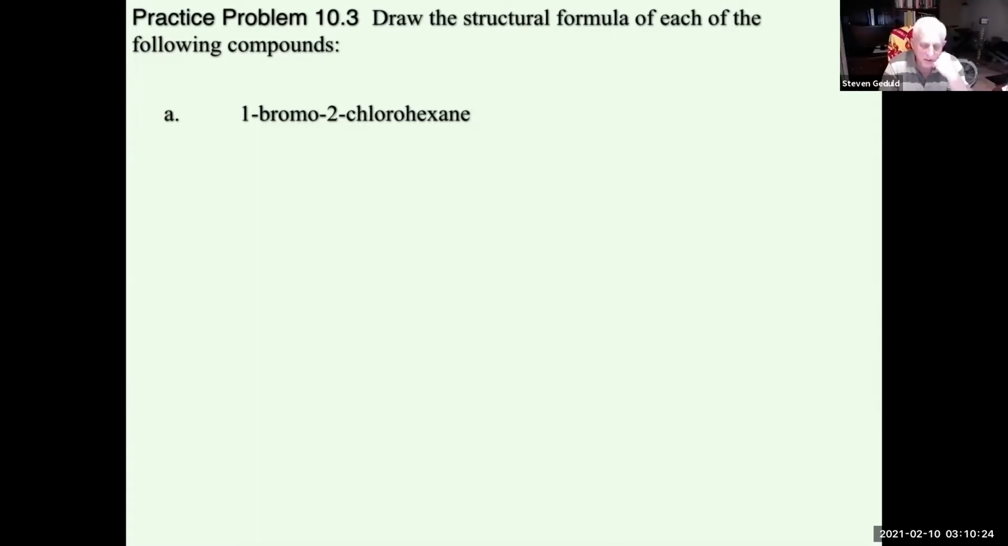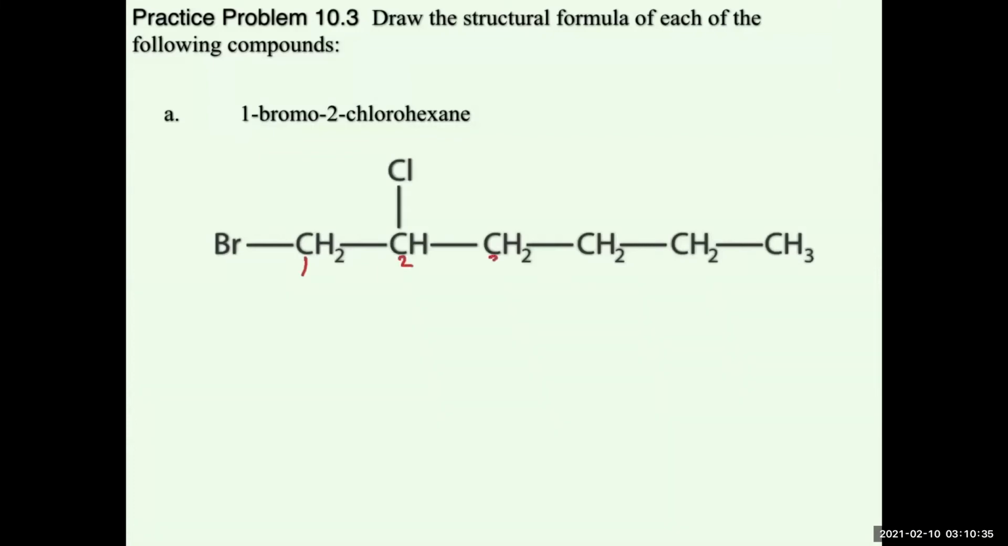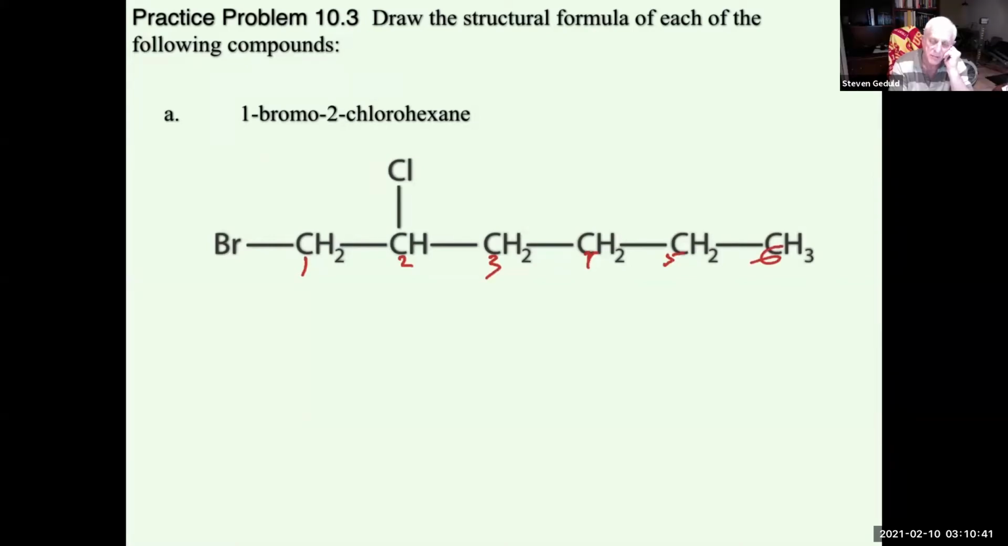We have 6 carbons. And number 1, we're going to put a bromine, and number 2, we're going to put a chlorine. So this is a structural formula. So this is number 1, 2, 3, 4, 5, 6. So you do 6 carbons, and number 1, we placed a bromine, and number 2, we placed a chlorine. 1-bromo-2-chlorohexane. Again, working backward makes it so much easier.